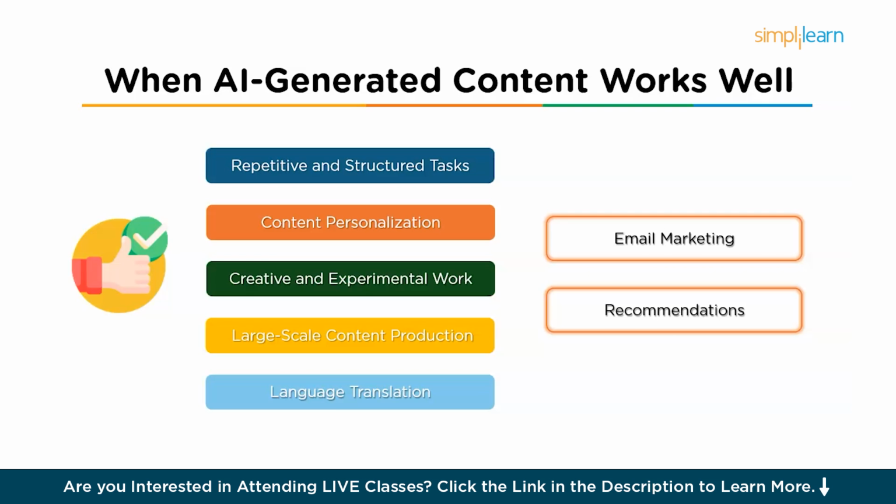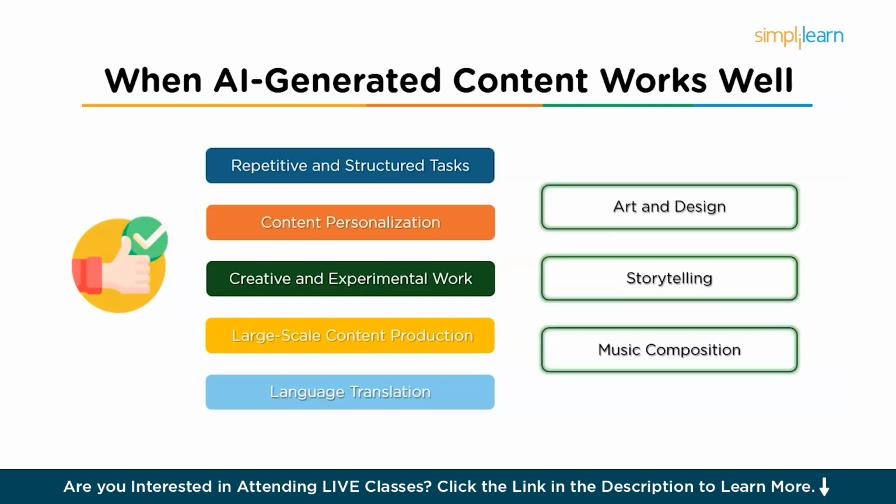And then we have recommendation systems. As we all know, on platforms like Netflix, Spotify, or Amazon, AI-generated content recommendations, be it movies, songs, or podcasts, are highly effective at suggesting items users are likely to enjoy based on their past behavior. Then we have areas of creative and experimental work, which includes art and design.